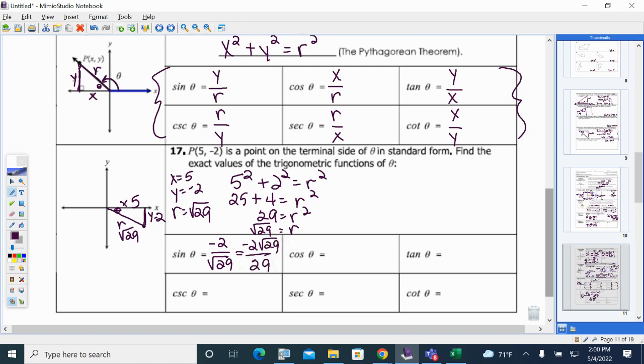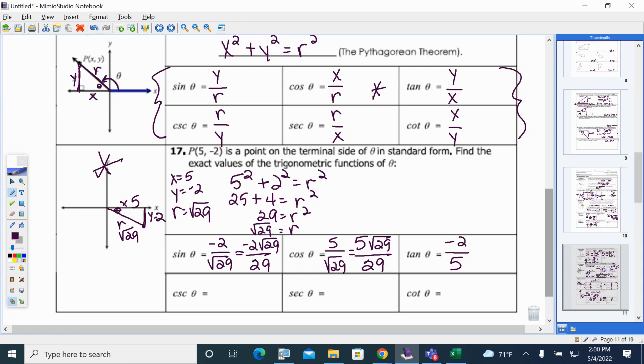All right, let's do cosine. According to the formula up here, cosine is x, which is 5, divided by r, which is the square root of 29. Again, you can go back to your triangle that we looked at over here and follow your regular trig functions. Cosine is adjacent, which would be the 5, over the hypotenuse, which is the square root of 29. And then multiply by the square root of 29 over square root of 29, and you get 5 times the square root of 29 over 29. The tangent is y over x, and y is -2, and x is 5.